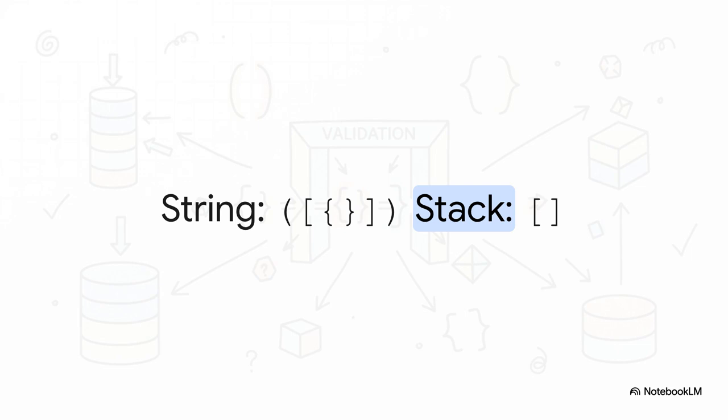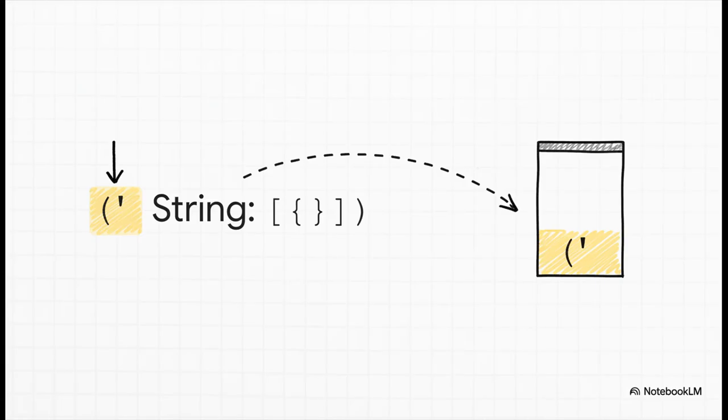Ready? Let's process that first character. Our first character is an opening parenthesis. Rule 1 says what? We push it onto the stack. Done. The stack is now remembering for us that we have an open parenthesis, just waiting for its matching closer.